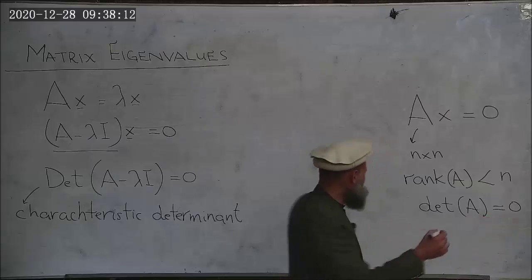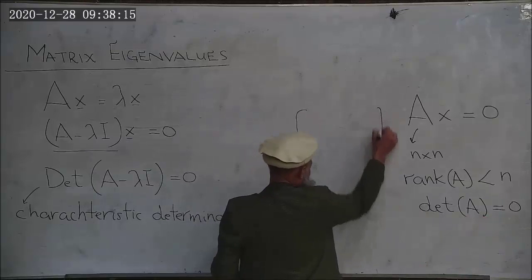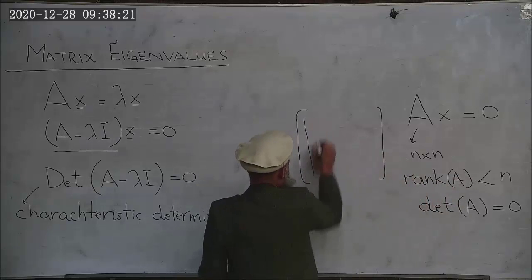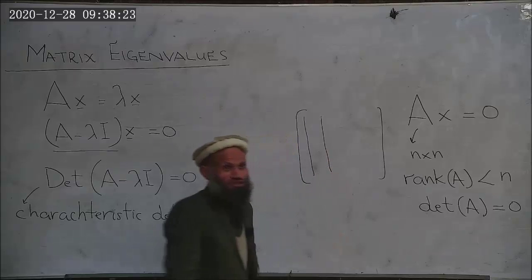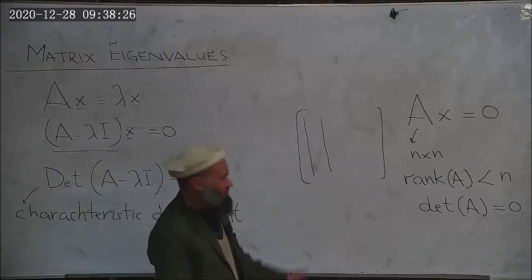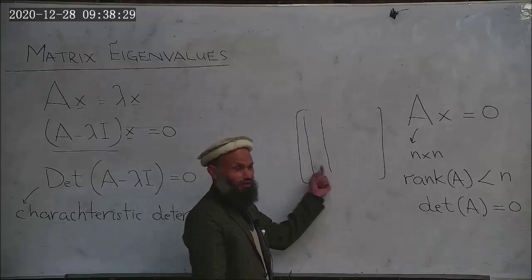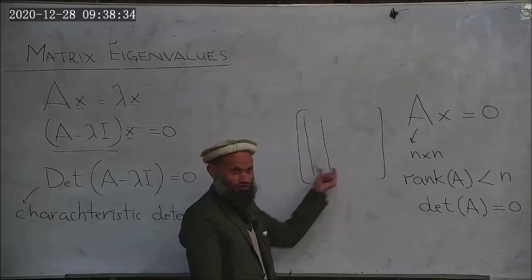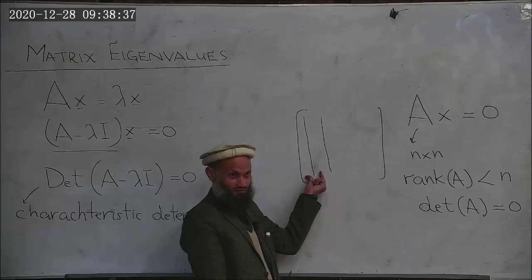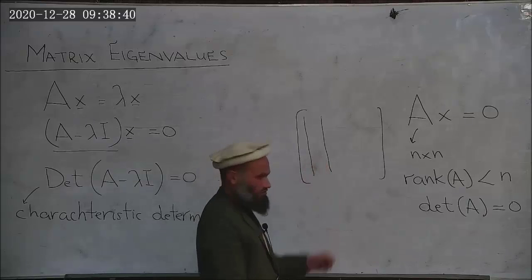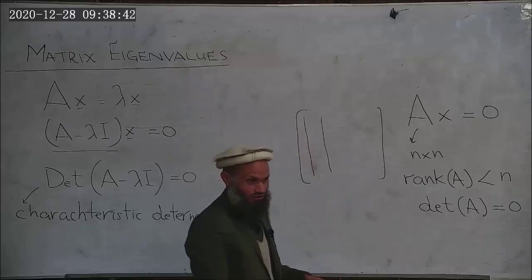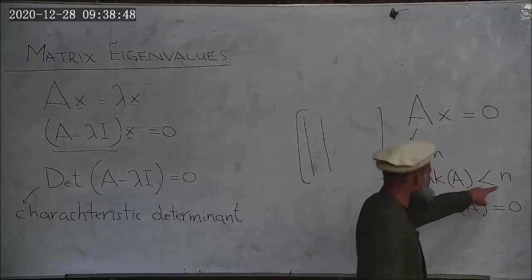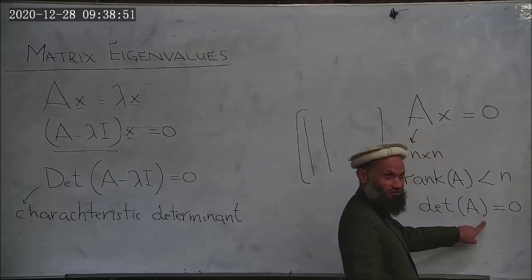Yes, so it means that some rows or some columns in this matrix, if rank is less than n, some of the column vectors will be linearly dependent upon each other. Linearly dependent means a scalar multiple of this, for example, a column can be obtained by a scalar multiple of, for example, this column, right? So therefore two columns are similar and the determinant of that matrix will be equal to 0. So rank less than n means determinant equal to 0.